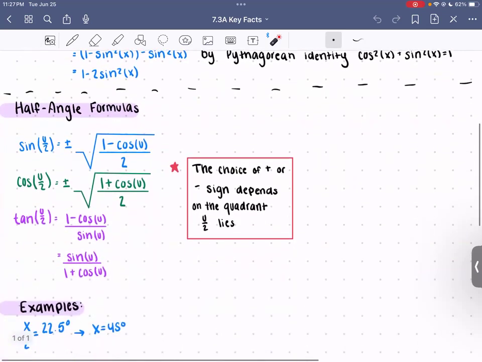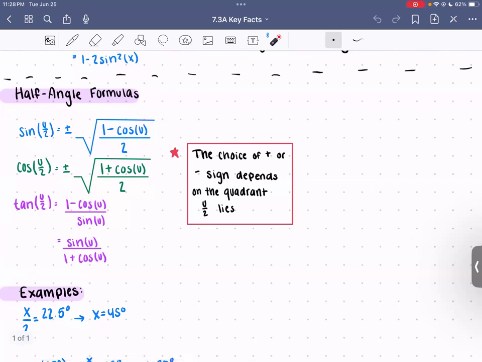All right, so let's go into our half angle formulas. So sine half angle, sine u over 2 is equal to plus or minus, it's important, we'll get to that later, plus or minus the square root of 1 minus cosine of u over 2. Remember, note that this is u and this is u over 2, so they are different angles. Our cosine half angle is cosine u over 2 is equal to plus or minus the square root of 1 plus cosine of u over 2.